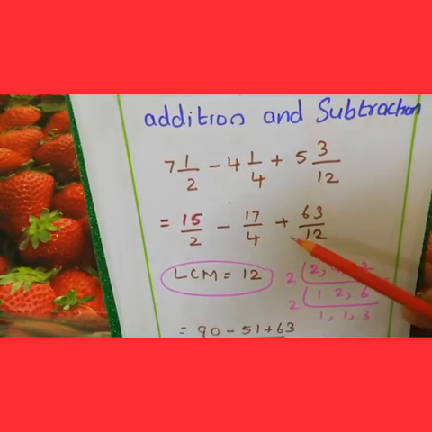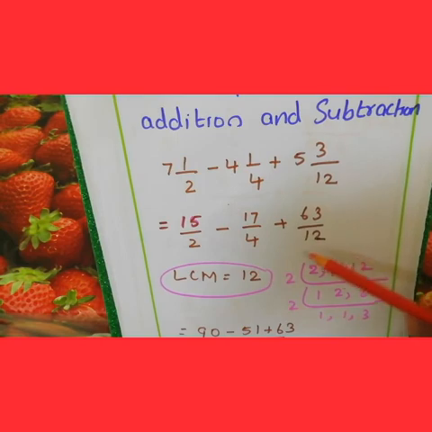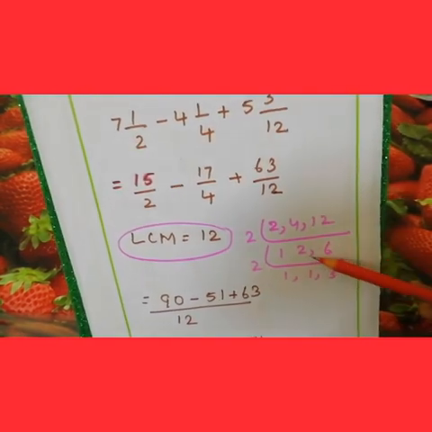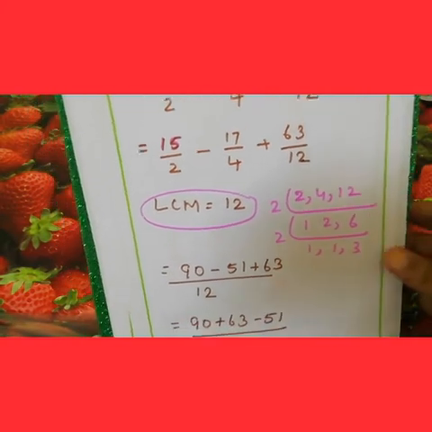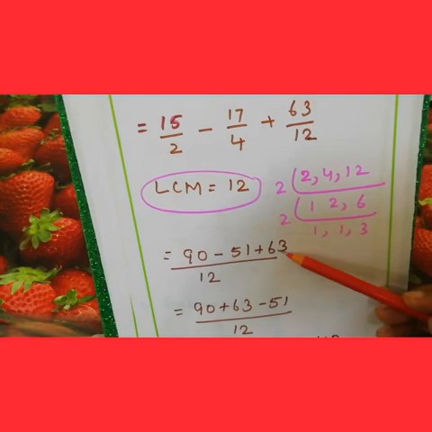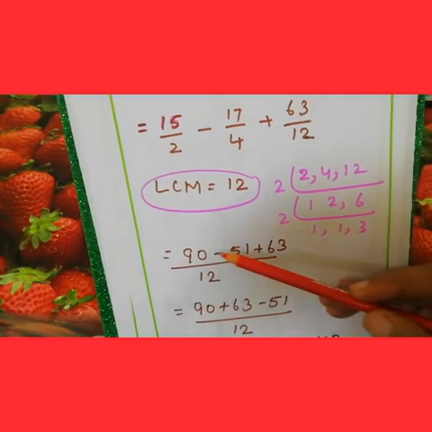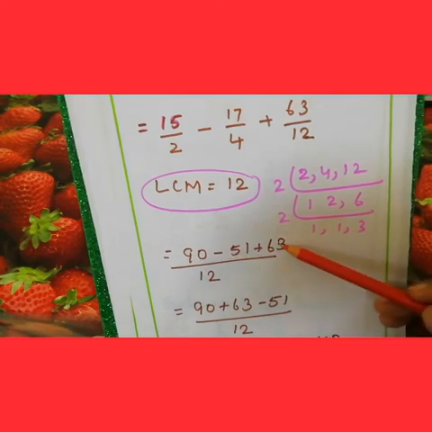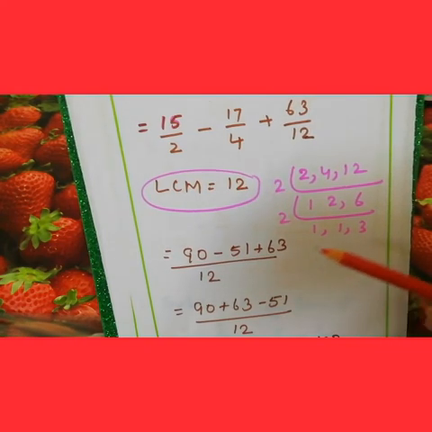Here also, in order to keep the denominator the same, take the LCM. The LCM here is equal to 12. That you know how to find out. So finally, you will get 90 minus 51 plus 63. Here, in this process, it is only addition and subtraction. There is no multiplication and division symbol.